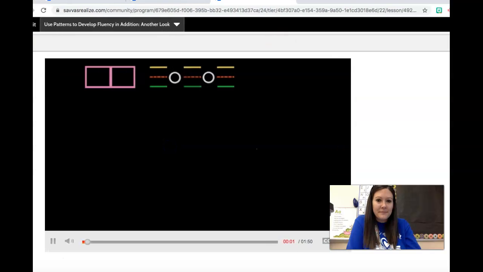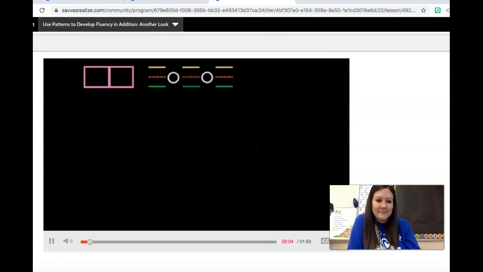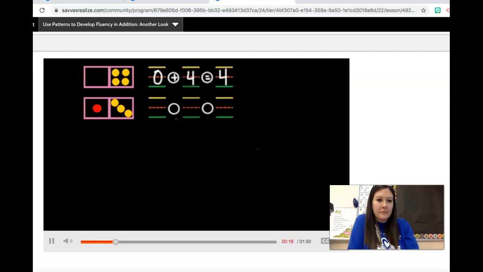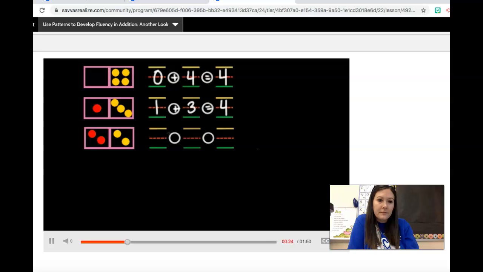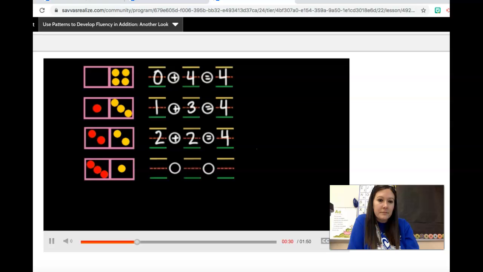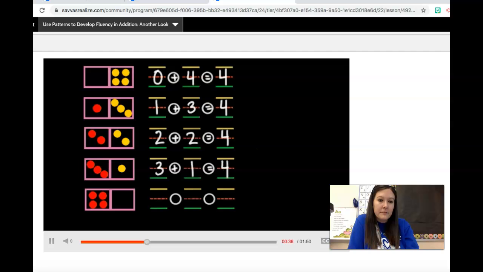Hey there! Glad you could join me. We're going to look for patterns that can help us add numbers together. Let's look at the different ways we can make 4. First, there's 0 plus 4 equals 4. The second one shows the equation 1 plus 3 equals 4. This one models 2 plus 2 equals 4. The next one shows the equation 3 plus 1 equals 4. And this last one models 4 plus 0 equals 4.